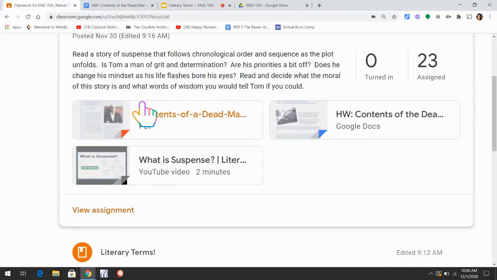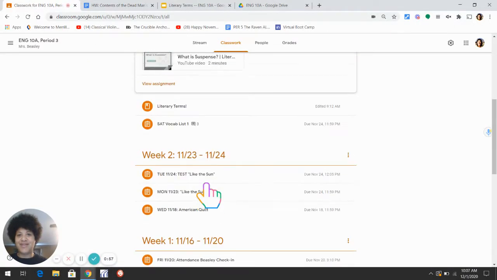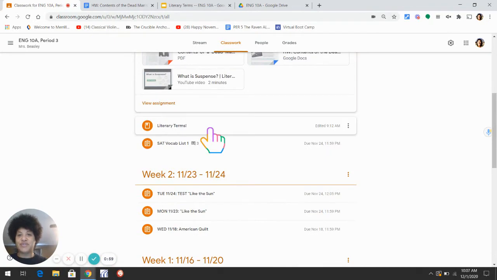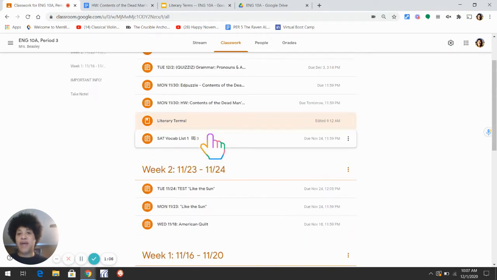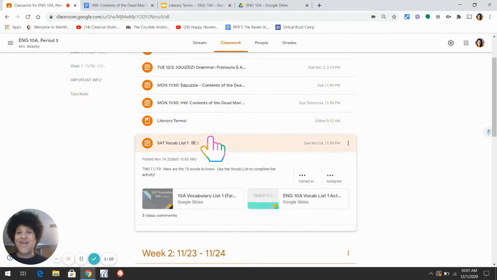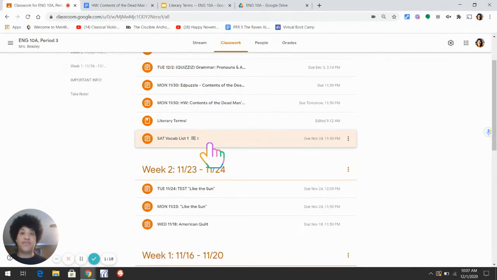I'm trying to keep up with those and keep those listed for you here. Under literary terms, you'll see that each new week I pull those up and have these follow us, if you ever need to peek back on what a literary term means. Vocab list 1, I also am having that follow us along this week. We're going to be doing some more activities with that, and the quiz on that is Friday.